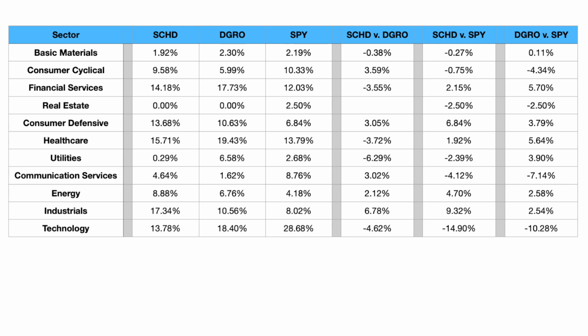Comparing both funds to the S&P 500, we can see significantly lower allocation to technology stocks, 14.9% lower than the S&P for SCHD, and 10.28% lower for DGRO. Both funds also have less exposure to communication stocks and consumer cyclicals, and obviously real estate. But both funds have larger exposure to financial services, consumer defensive, healthcare, energy, and industrials than the S&P 500. The lower exposure to technology stocks explains much of the underperformance both funds have seen in 2023 compared to the S&P 500. Keep in mind this comparison is done at a point in time and will change every day along with the movement of individual securities.